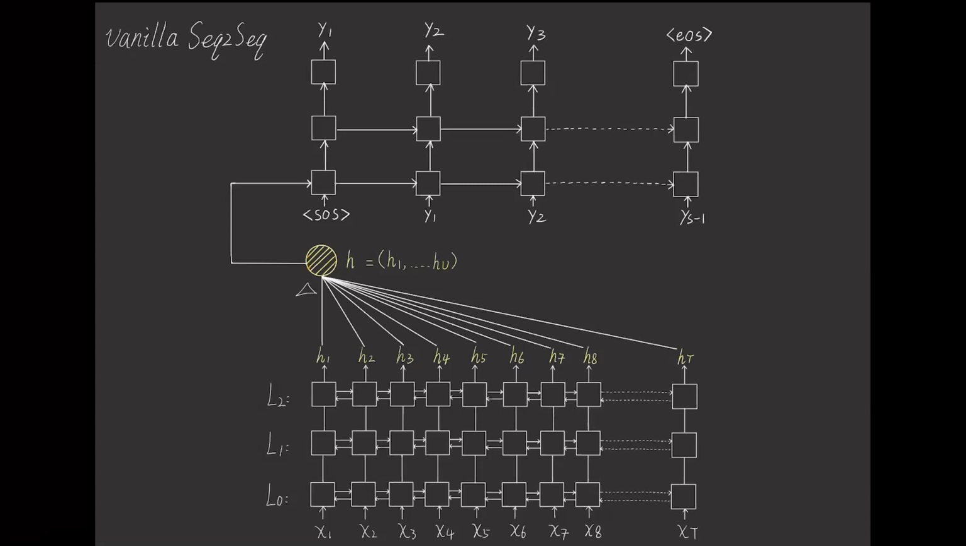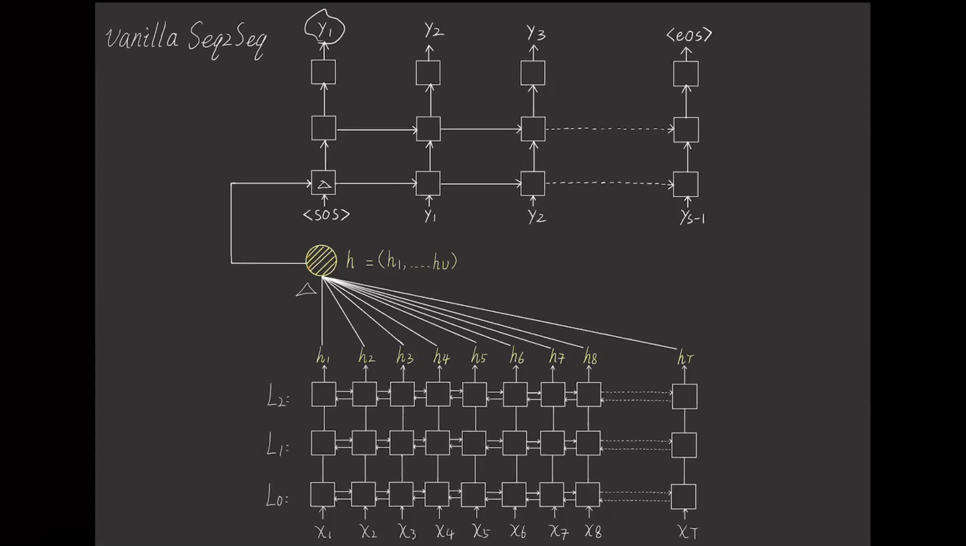So the first cell would receive two inputs. The first one should be SOS. The second one should be this yellow circle, a very compressed information from an encoder. And then it will try to output something here, which is Y1, right?